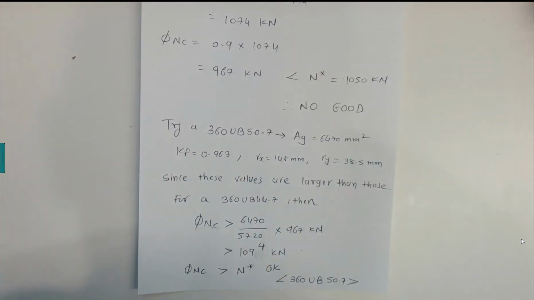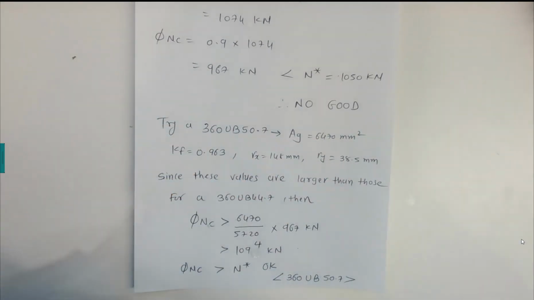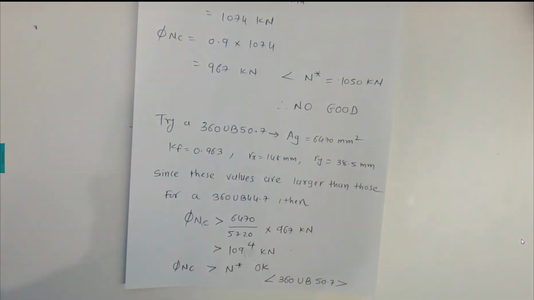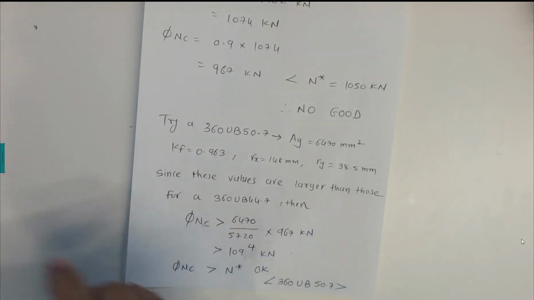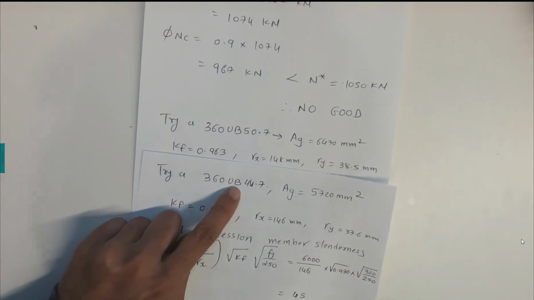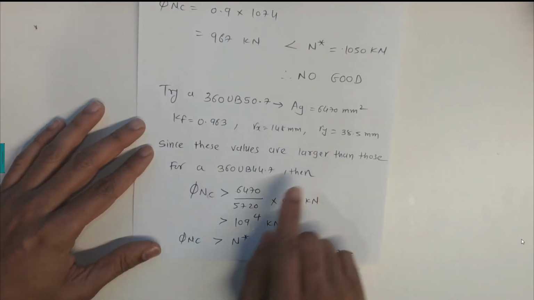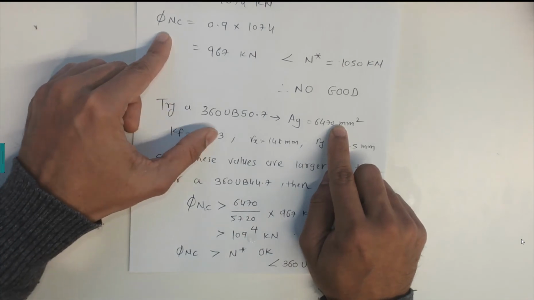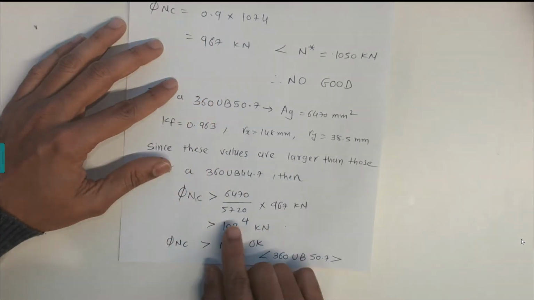Now it has a kf of 0.963, and rx is 148 and ry is 38.5. Since these values are larger than those for the 360 UB 44.7 we tried, the kf, rx and ry values are larger than what we tried. In that case, phi Nc should be greater than the area of the 360 UB 50.7, 6470, divided by the area of the 360 UB 44.7, which is 5720 millimeters squared, times the 967 that we calculated. That gives us 1094 kilonewtons.